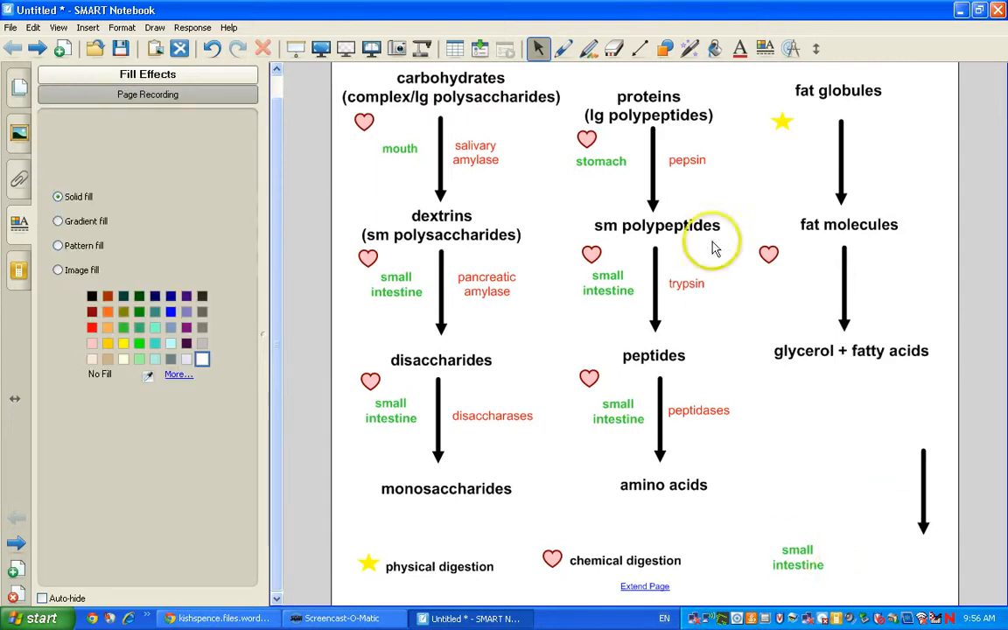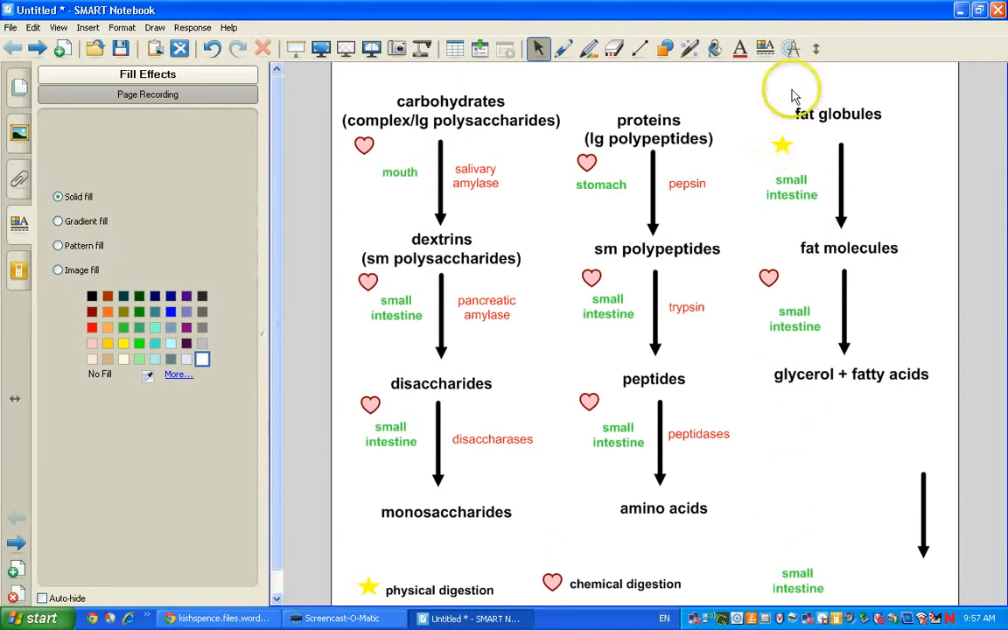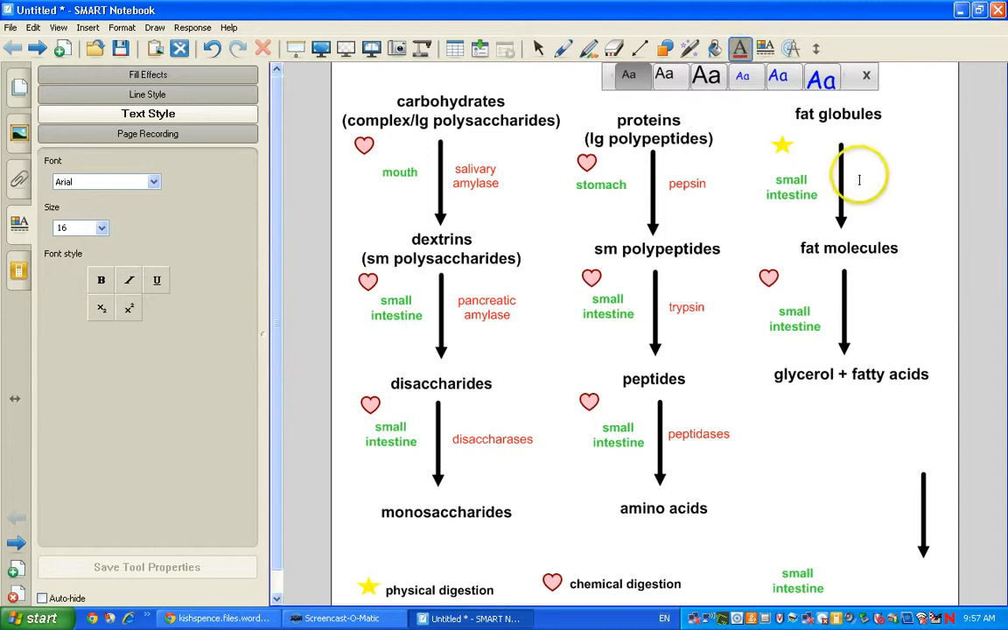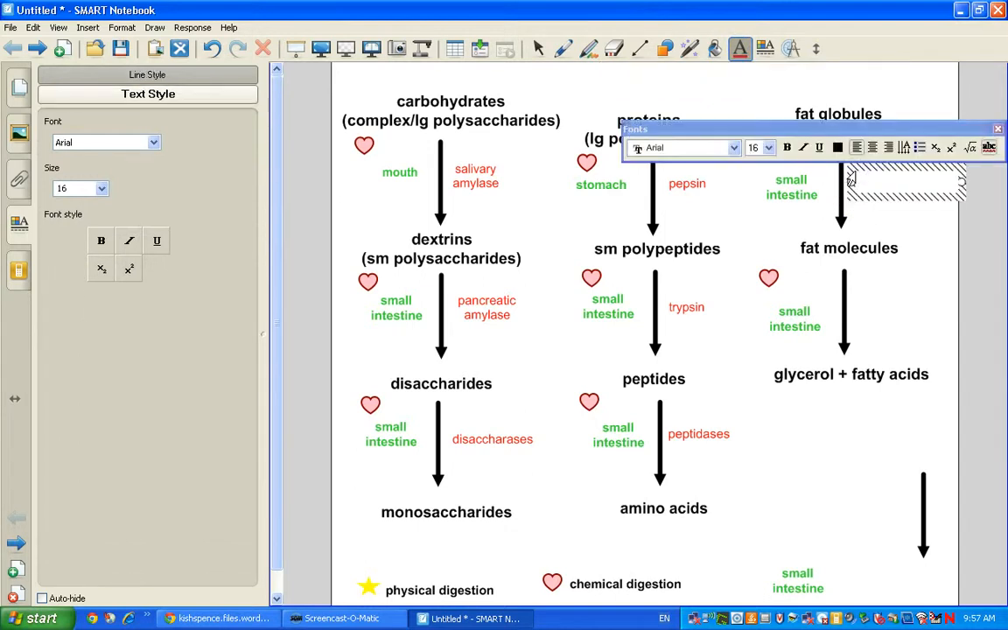Okay, so nothing happened to the fats in the mouth and nothing happened in the stomach. So if all the digestion is done by the end of the small intestine, these two steps must happen in the small intestine, and they do. Okay. Fat globules are broken apart by bile salts into fat molecules. The bile salts will surround them. So we can say bile acts on them.